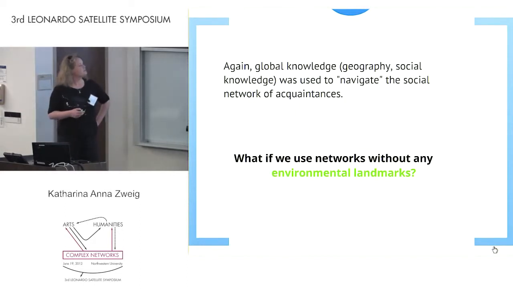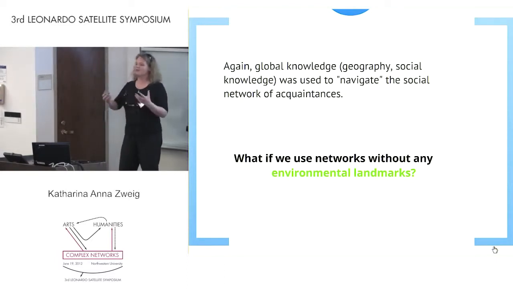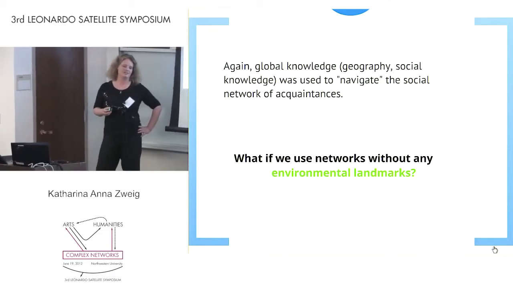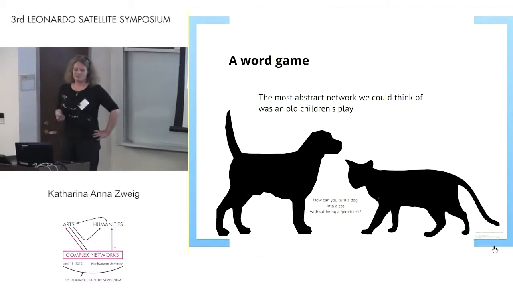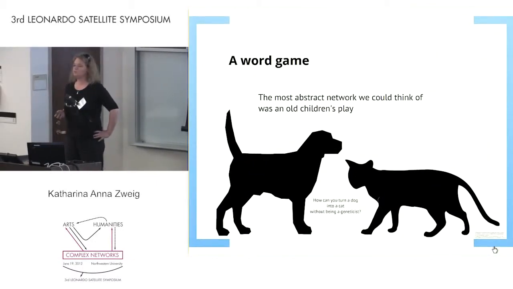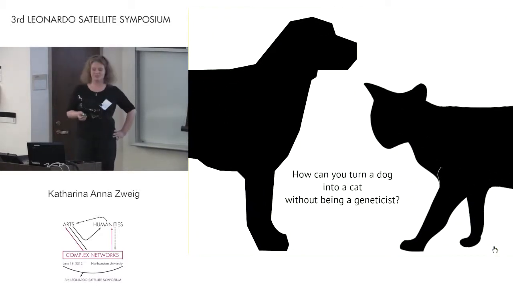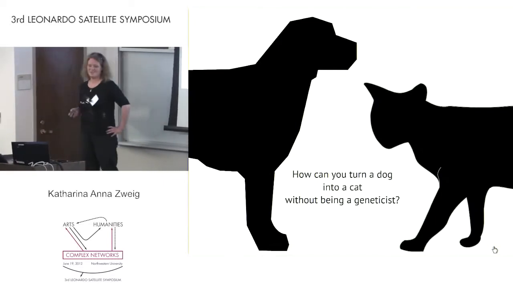And the question for us was, now that we strip a network of all of these helpful environmental signs, how do people navigate a network like that without any environmental clue? And the network we came up with is actually an old children's play. The question is, how can you turn a dog into a cat without being a geneticist?